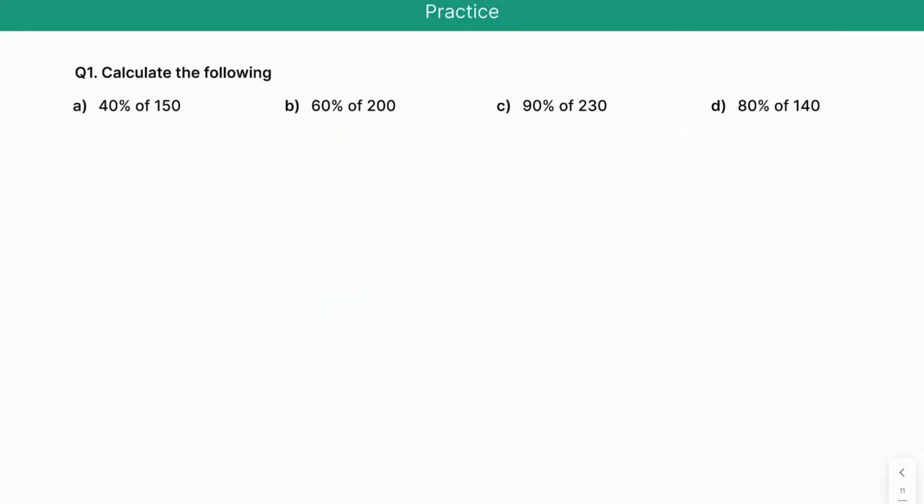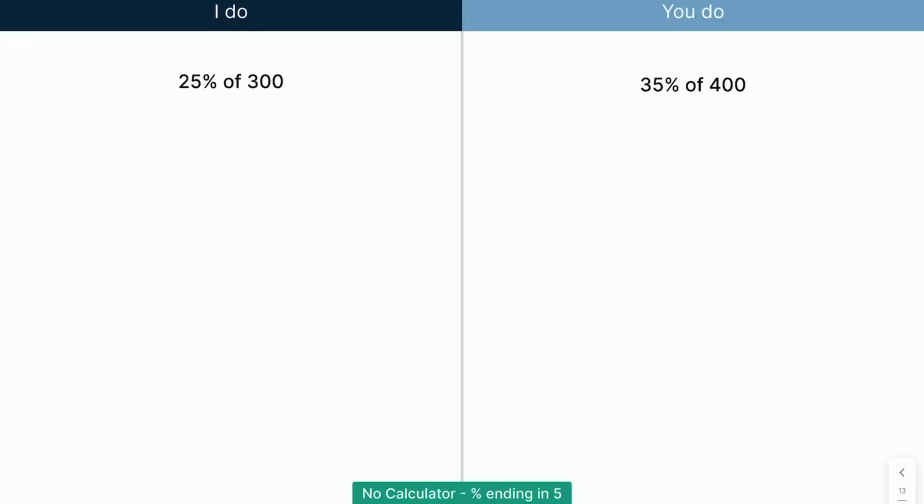So here's some practice questions. Press pause and have a go. Here are the answers. Mark your work. Now moving on, we now have percentages ending in a 5. So 25% of 300. Again, exact same way to start, yeah? 100% is the original amount.